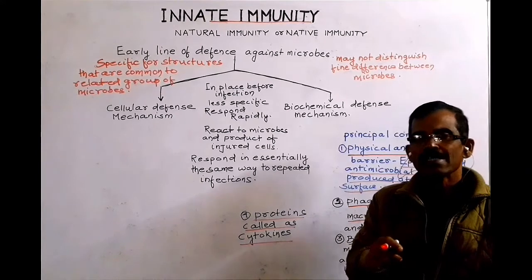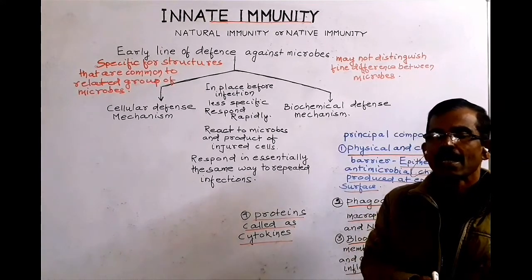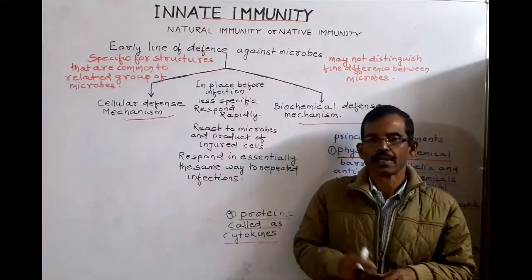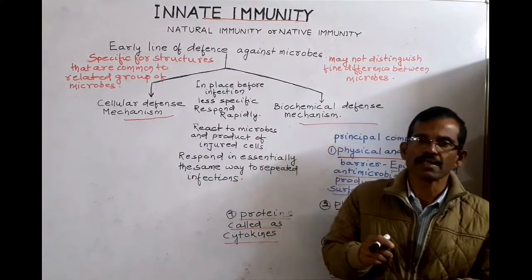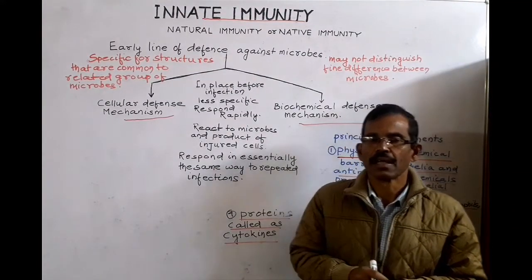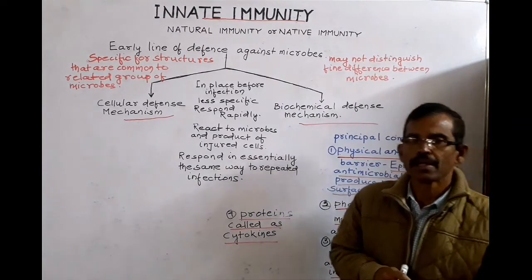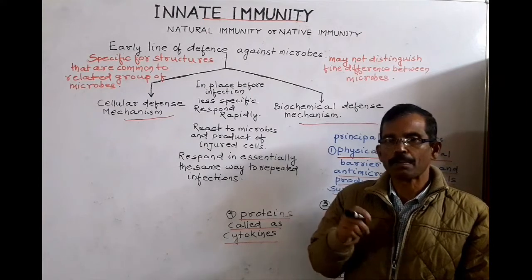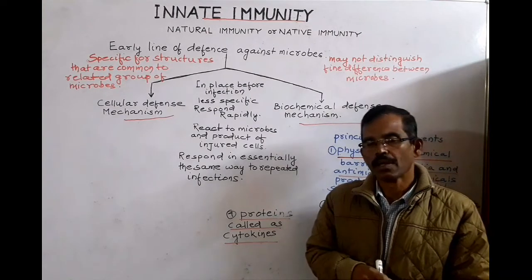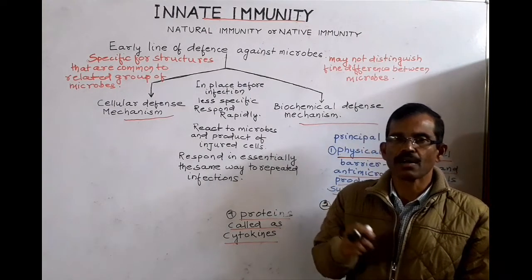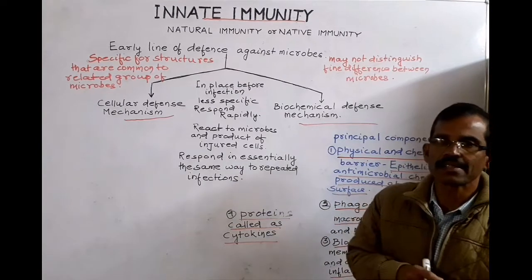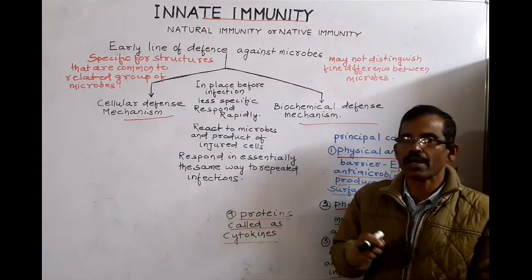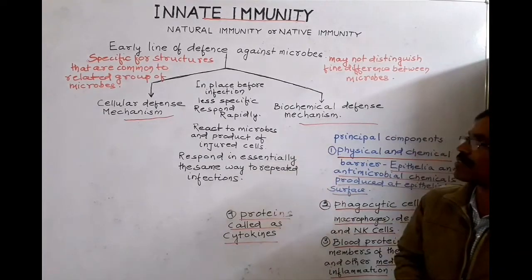Innate immunity is less specific, whereas adaptive immunity is highly specific. The innate immunity provides the first line of defense against microbes. It is less specific, responds rapidly, and reacts to pathogens and products of injured cells. It responds in essentially the same way to repeated infections.